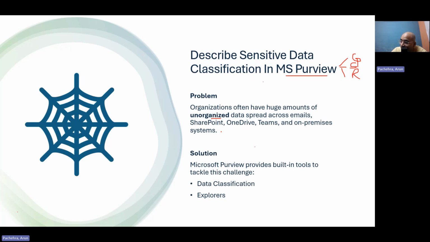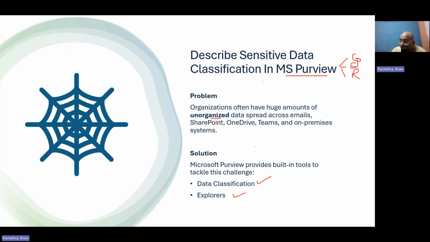So this is the problem. So what is the solution? The solution is provided by Microsoft Purview with the help of built-in tools to tackle this challenge. What are the built-in tools? Data classification and Explorer. These are the two tools which will help us classify our data so that we can protect it as per the requirement. So this is the problem statement. This is the solution. So let's explore the solution further.